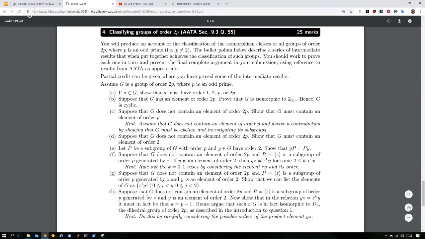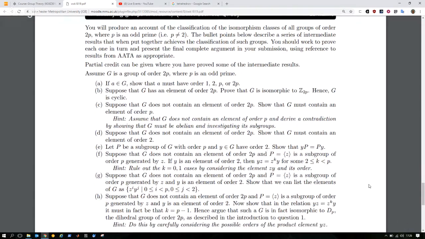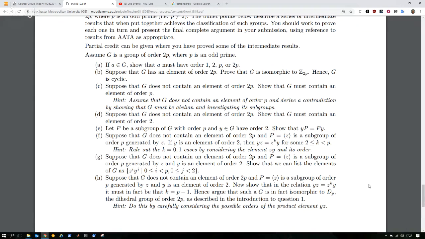Okay? So that's all there is. Any group of size 2p is isomorphic to one of those two. It's either a cyclic group of size 2p or it's, in effect, the dihedral group D_p. Now, what you have here in parts A to H is the skeleton of that proof. So this is a series of intermediate results and instructions for how to prove this classification result. So it's to guide you through the argument.